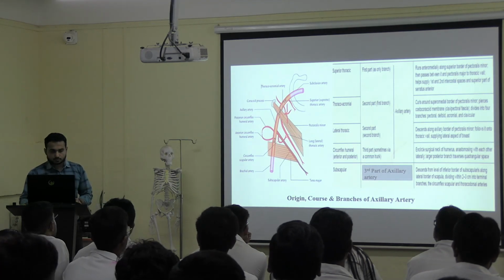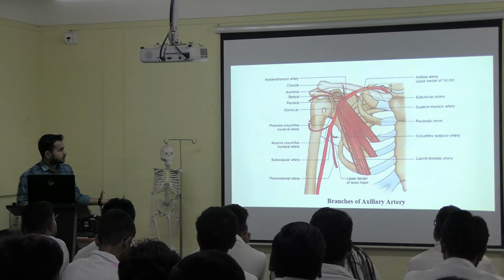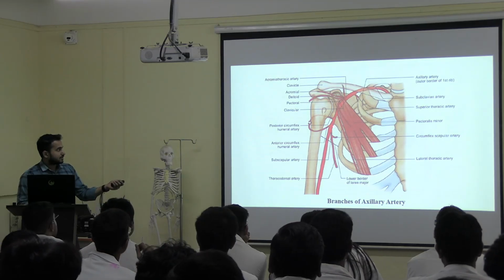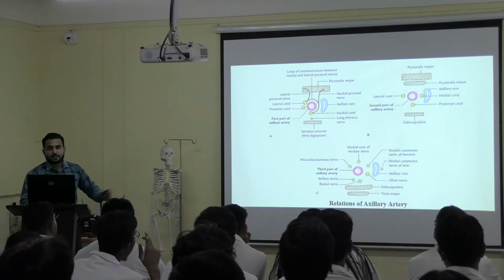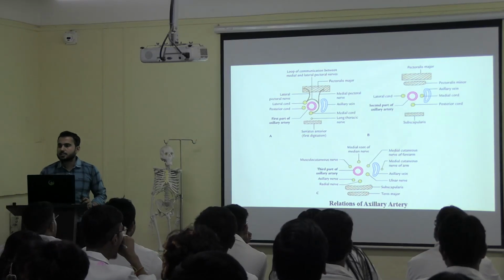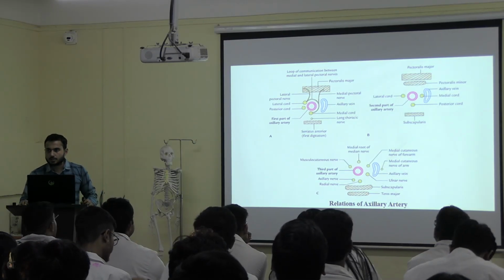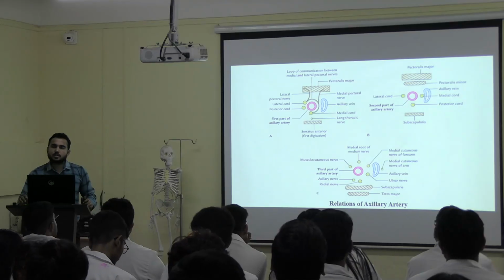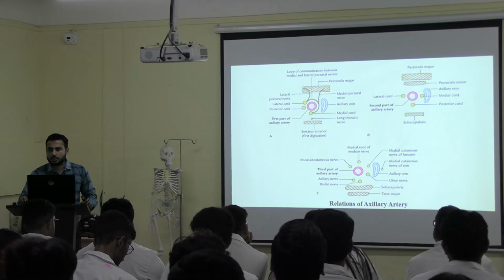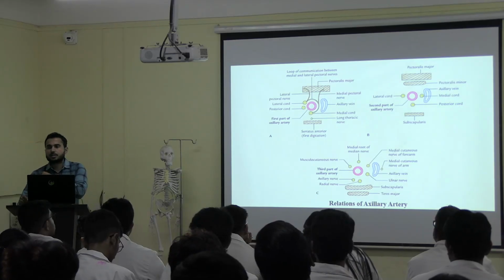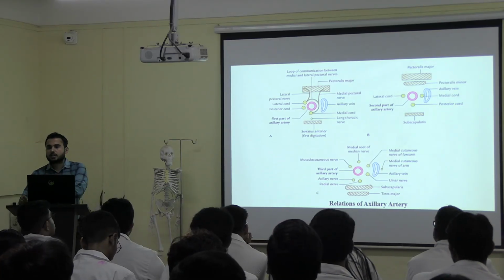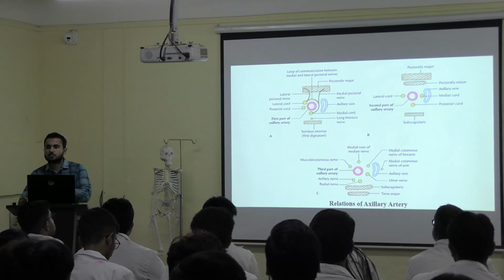Next, there is another diagram showing the branches. Okay, yeah, this is the diagram showing the relations of the axillary artery. Gradually, as you go to the different parts of the upper limb, for example, now you are in the pectoral region, then you will come to the arm, then forearm, then you will go to the hand.